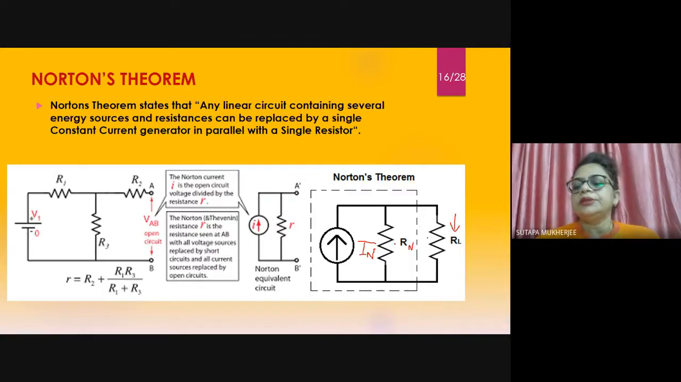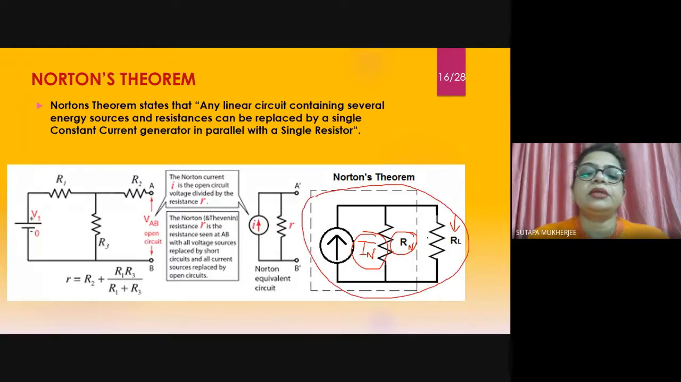Okay, fine. So you have to know how to determine IN and how to determine RN. Until and unless you are able to determine INorton and RNorton, you are not able to create this type of Norton circuit. Okay? So from this figure, what is happening? This is V1, R1, R3, R2. This is VThevenin, and this is INorton and RNorton. This is equivalent like this.